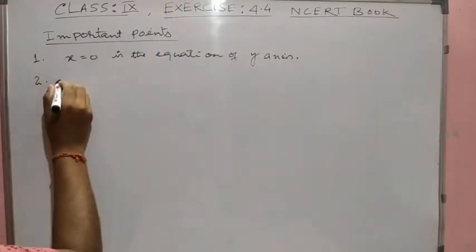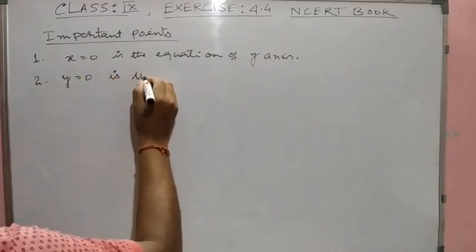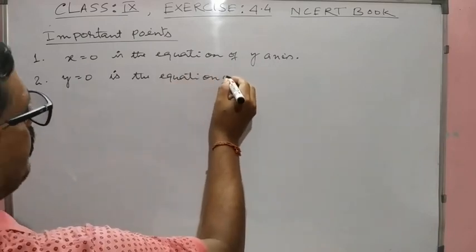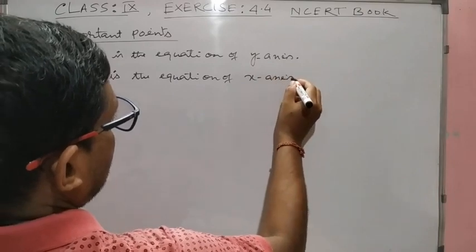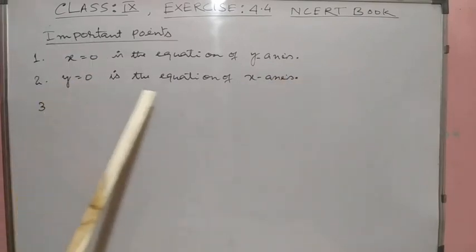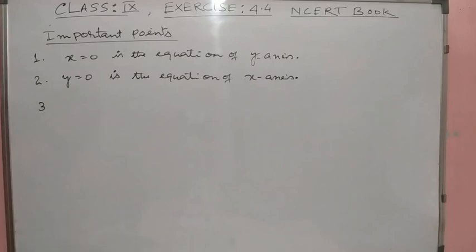Number 2, y equal to 0 is the equation of the x-axis. If we draw the graph of this equation in a Cartesian plane, we get a straight line that will be along the x-axis.